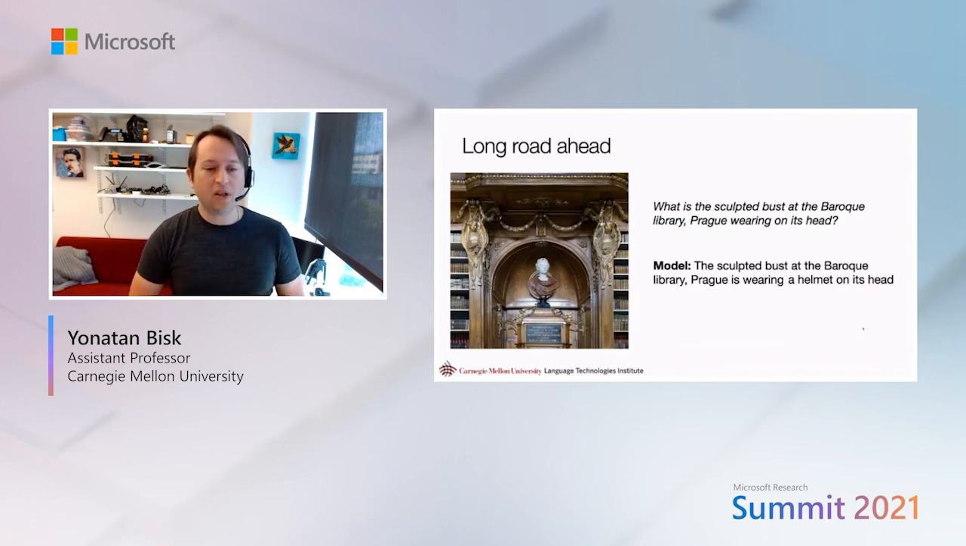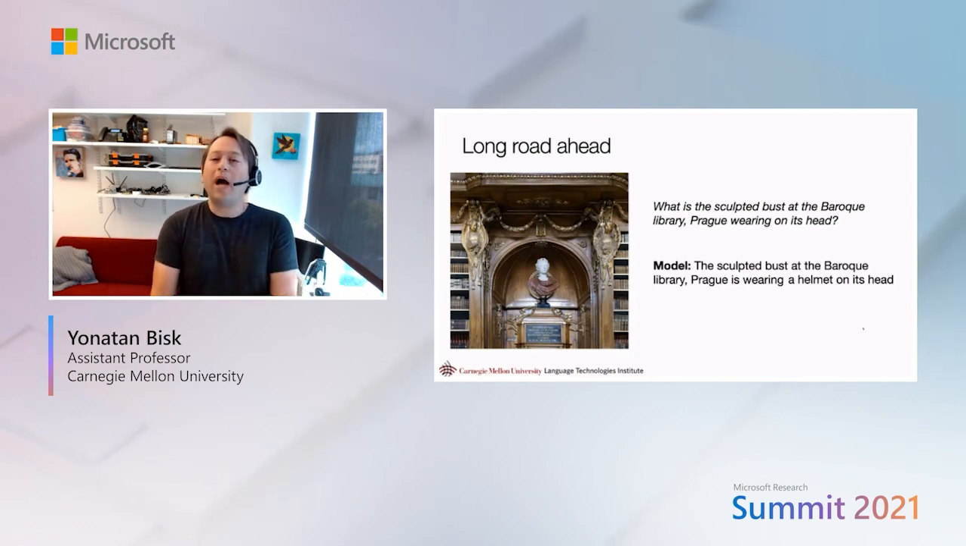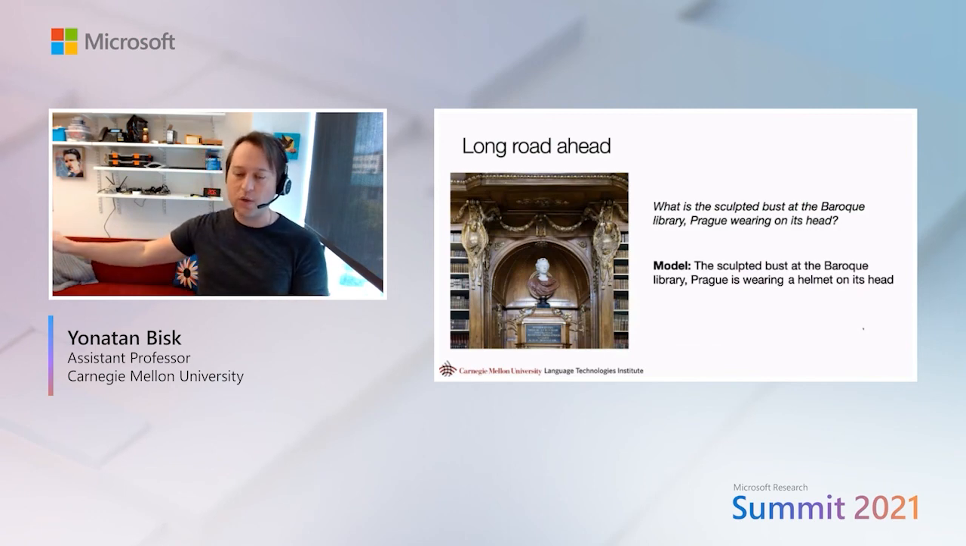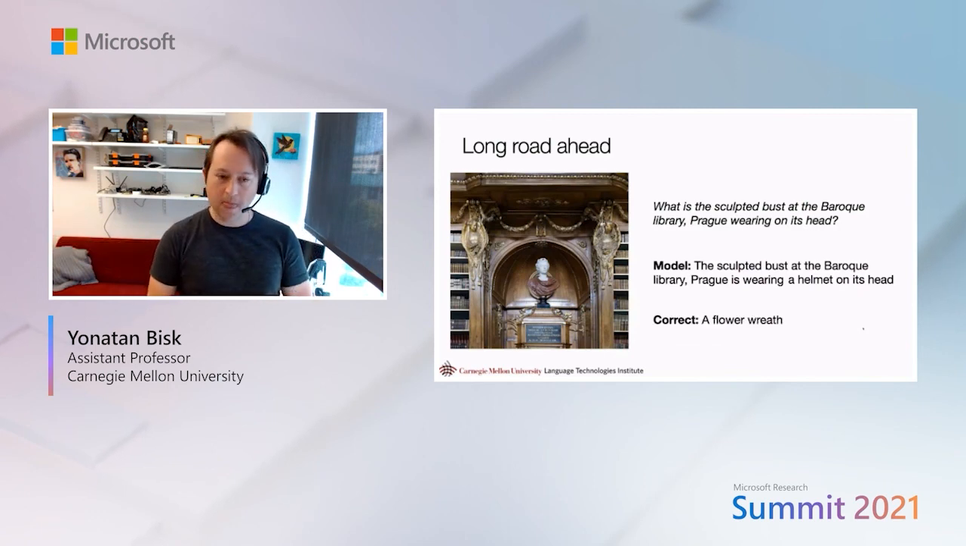But what we see is that the model has said very fluently, the sculpted bust at the Baroque Library Prague is wearing a helmet on its head. And why helmet? Because that's a natural continuation. It's a totally fluent thing. The correct answer is obviously a flower wreath. So visual understanding, still going to take a while.